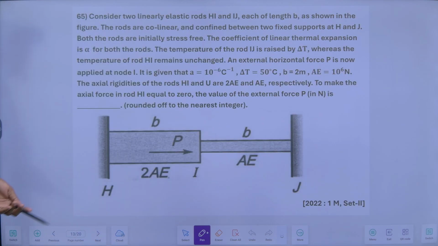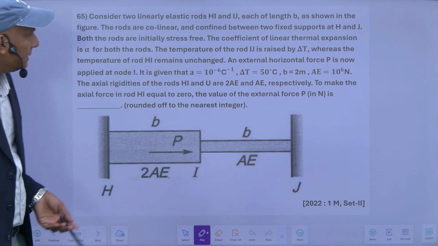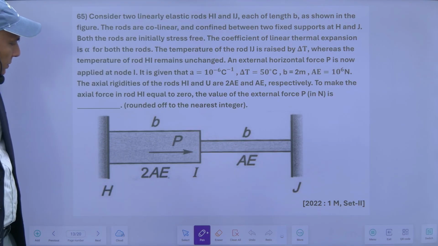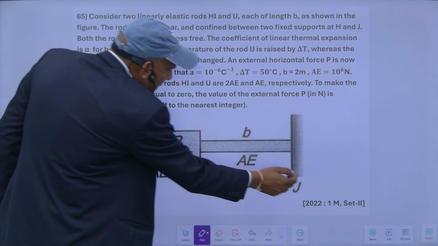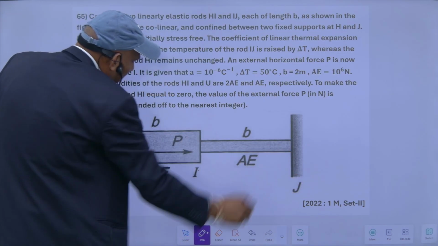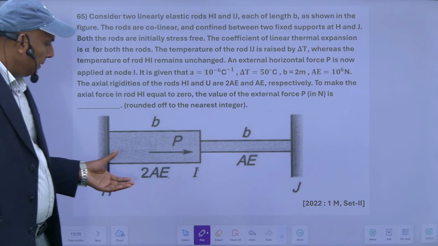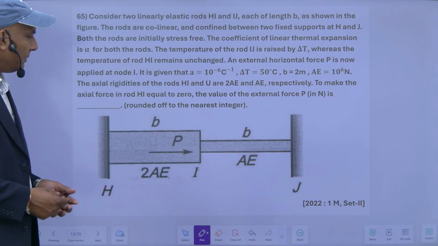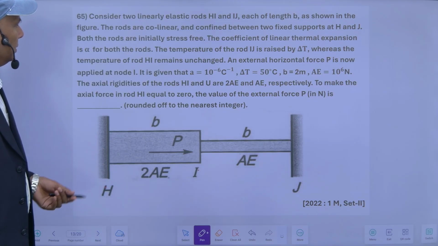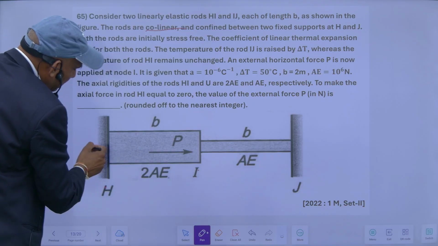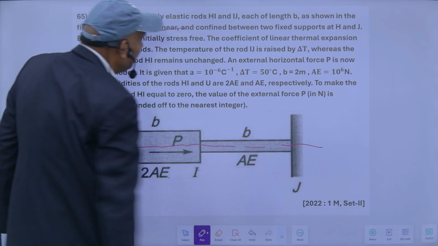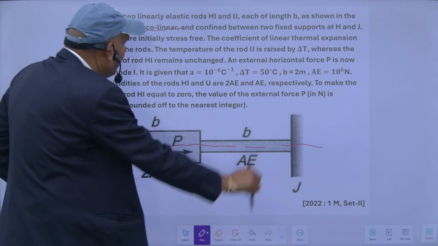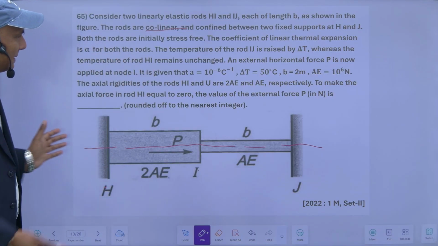So in this case, consider two linear elastic rods. This is HI and this is IJ. So there are two rods. Its area is 2A, its area is A. So both have varying sections. The rods are collinear, collinear means the axis passes through this one, and confined between two fixed plates H and J. Both the rods are initially stress free.